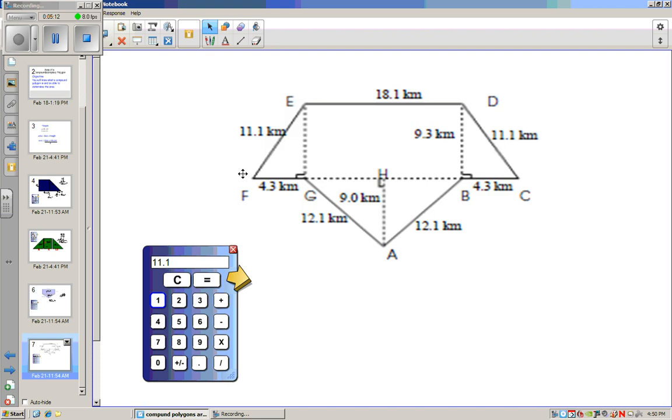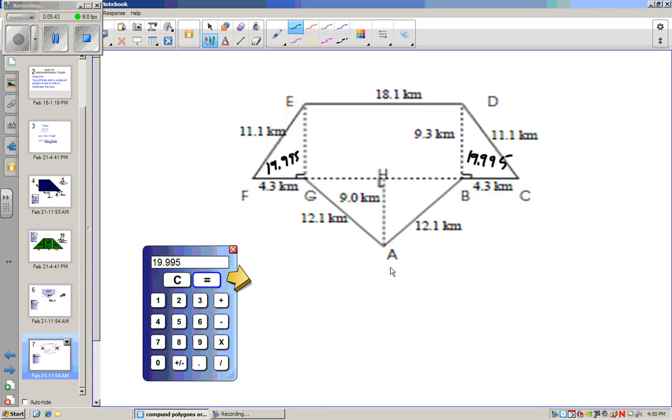What's my height? My height here is 9.3. So if I do 9.3 times the base, which is 4.3, equals 39.99. But I need to divide that by 2, and I get 19.995. So that means this one is 19.995, and this one is 19.995.